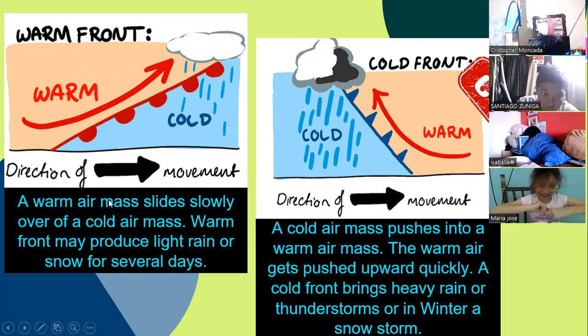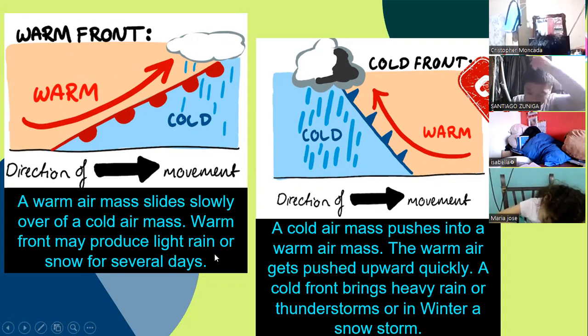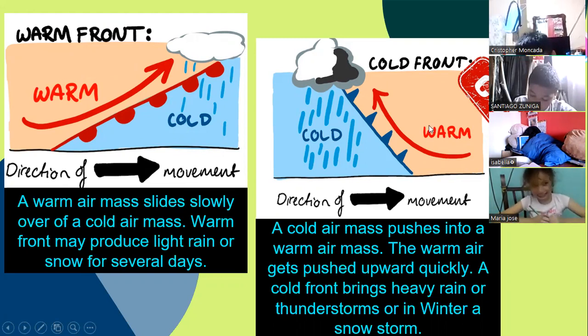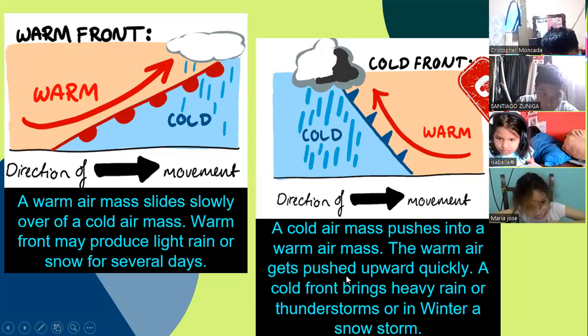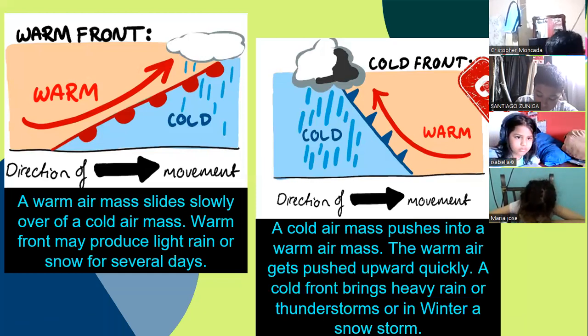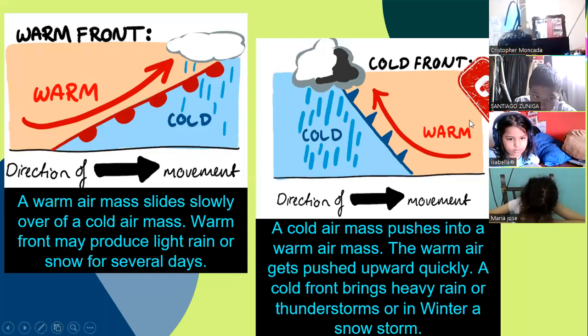Warm front. A warm air mass slides slowly over a cold air mass. A warm front may produce light rain or snow for several days. Cold front is when a cold air mass pushes into a warm air mass. The warm air gets pushed upward quickly. A cold front brings heavy rains or thunderstorms, or in winter, a snowstorm.